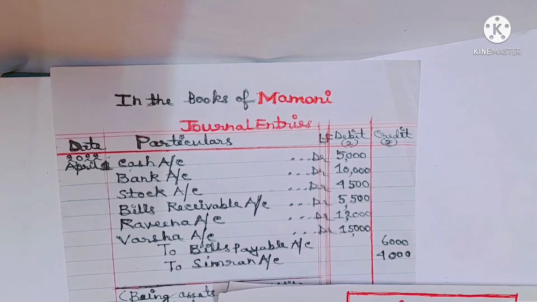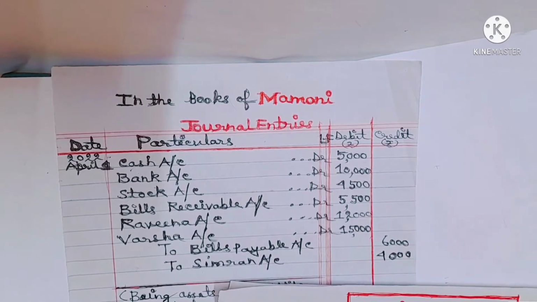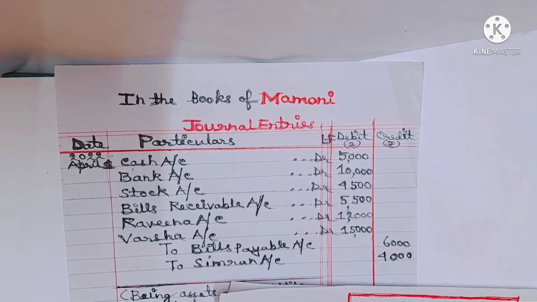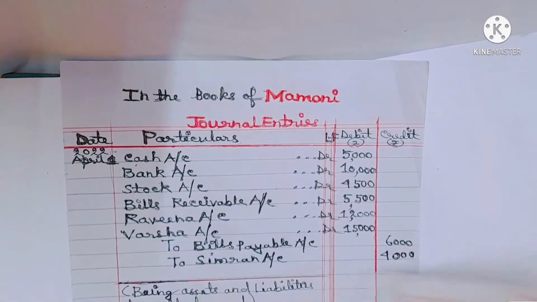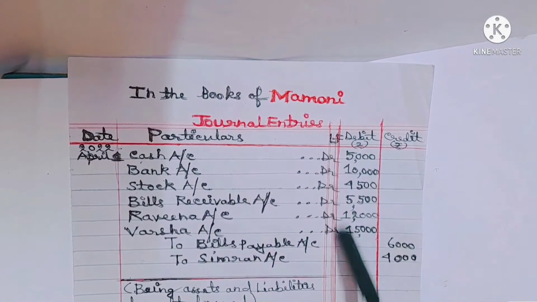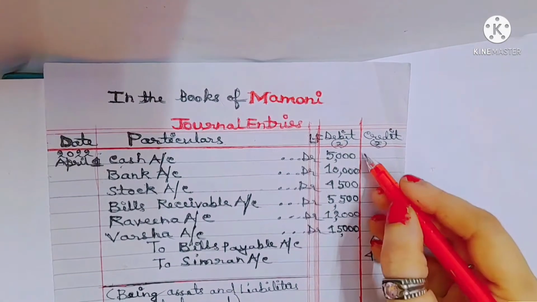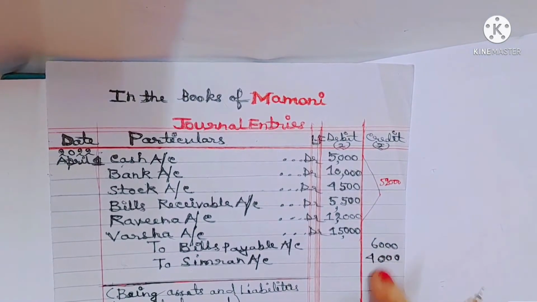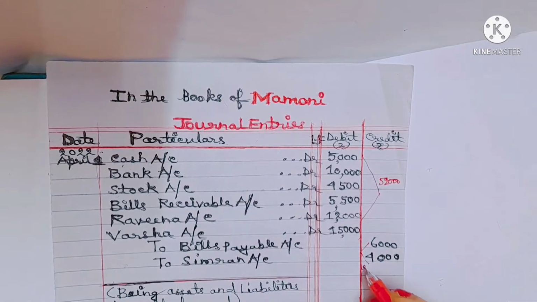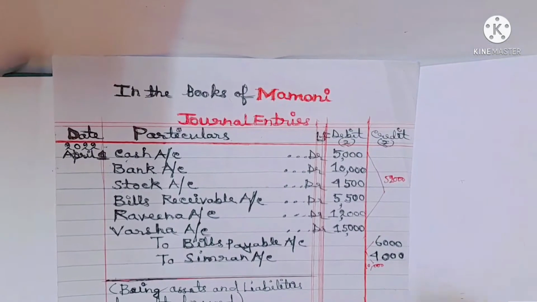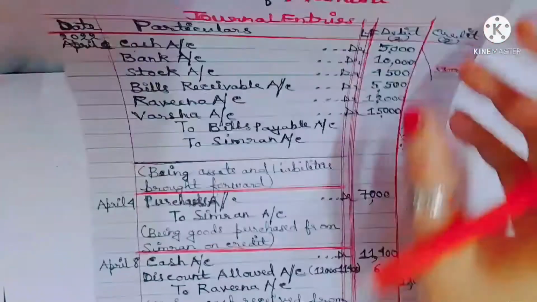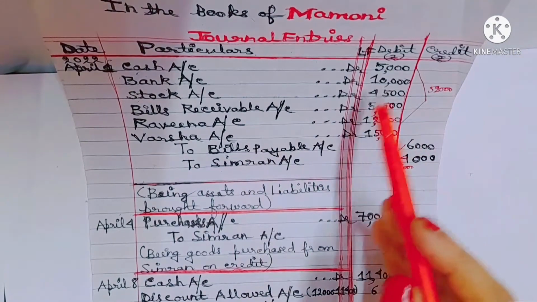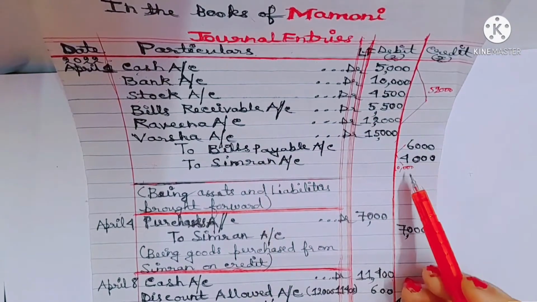Always remember, in the opening entry, all the assets are debited because assets always show debit balances. Similarly, all the liabilities are written on the credit side because liabilities always show credit balances. Understood? Now see, if we add up the total of assets, it will give us 52,000. And if we add up these liabilities, it will give us 10,000. So what is the difference? The difference is 42,000. See, the debit side total is 52,000 and credit side total is 10,000.